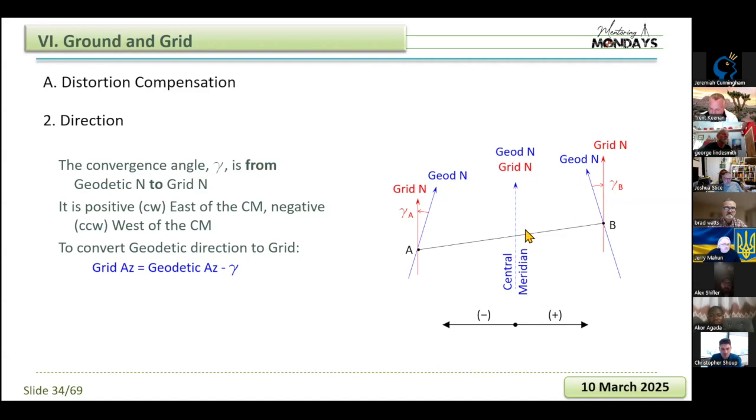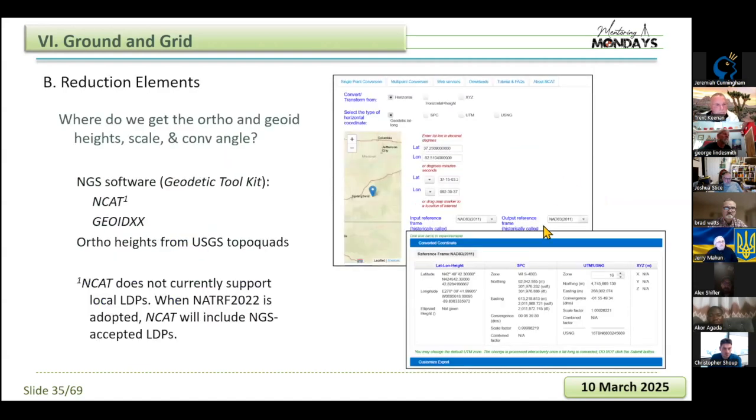So where do we get stuff like that? Well, a couple of different places that we can pull stuff out. And one is the Geodetic Toolkit on the NGS website. If you've not used that, you should go there and get familiarized with NCAT, because NCAT is going to be the tool that all of our LDPs are going to be on when the new datum comes in. Right now, it supports UTM, state plane coordinates, the national grid, the Earth-centered one, all that kind of stuff. More of the regional ones.